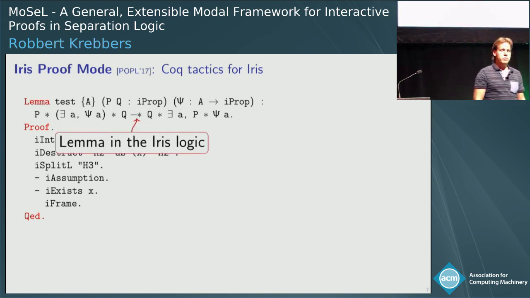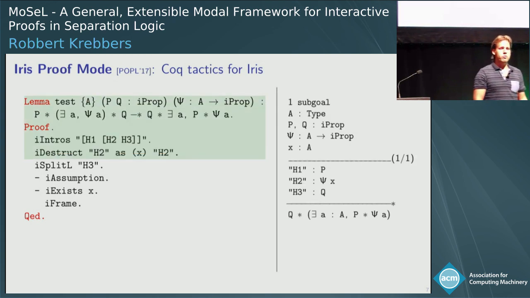So first of all, this thing does not denote a statement in the Coq logic, but in the Iris logic. And that's signified by the fact that we are not using implication and conjunction, but instead we are using the separating conjunction that we have seen before already, and the magic wand, which is basically like the separation logic version of implication. So here this is not a lemma in Coq, but a lemma in Iris.